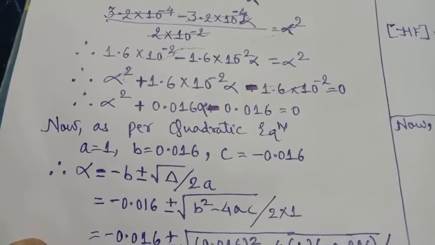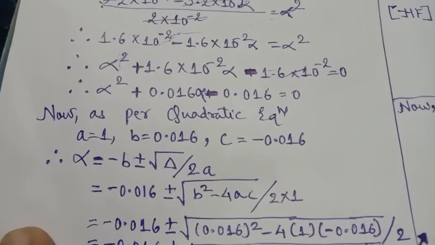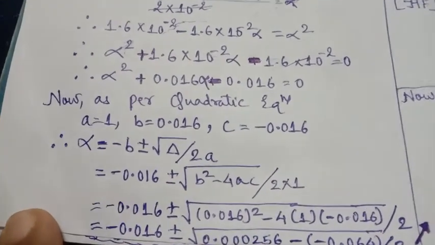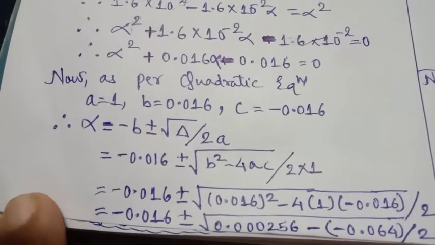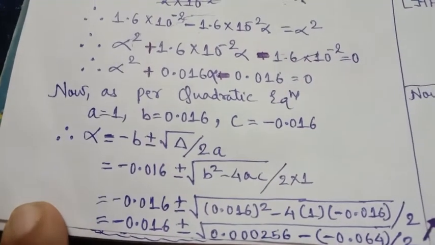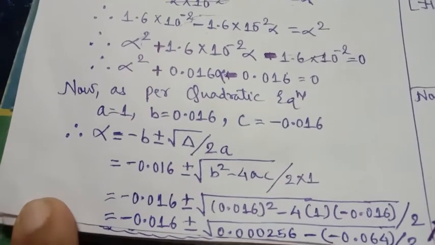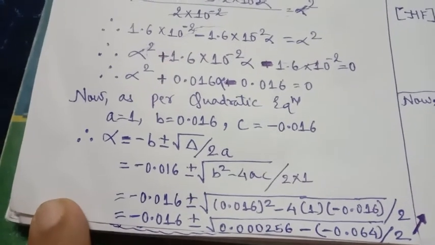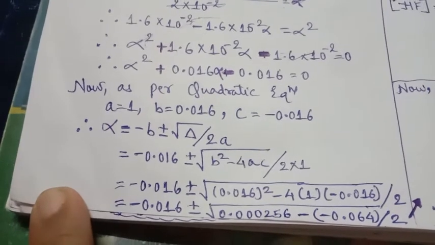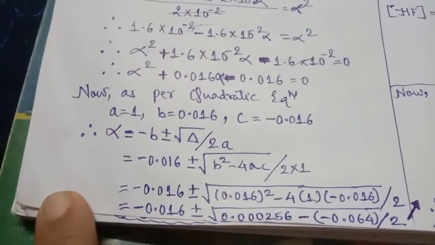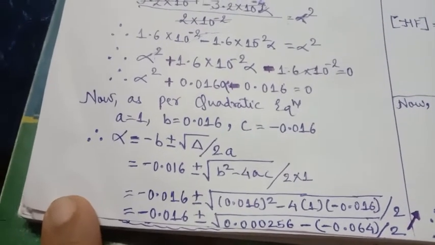So taking the value of alpha, we know how to calculate alpha and beta. Minus b plus or minus under root delta upon 2a, where root delta is equal to b square minus 4ac. So I have kept the value of minus b, that is minus 0.016, plus or minus under root b square minus 4ac upon 2 into a. So b is 0.016, b square is 0.016 whole square minus 4 into a 1 into c minus 0.016 upon 2.